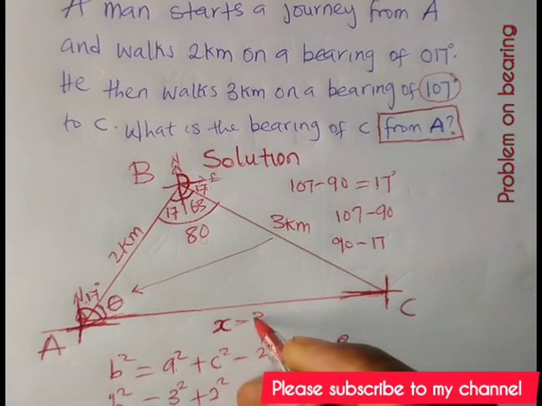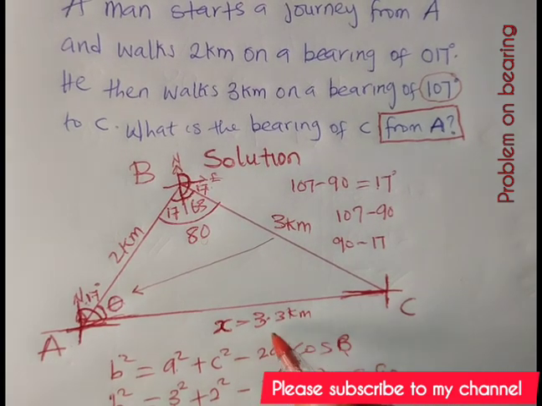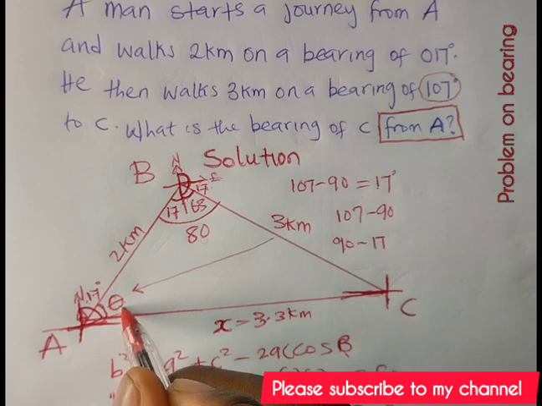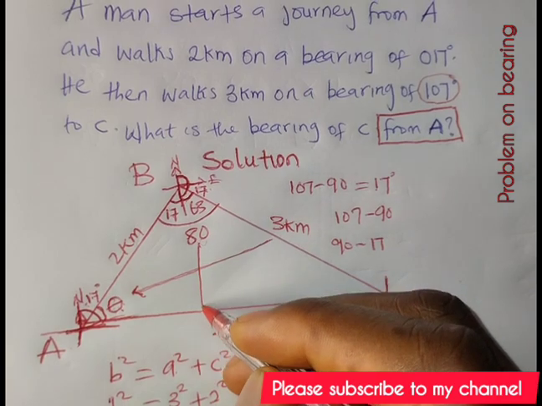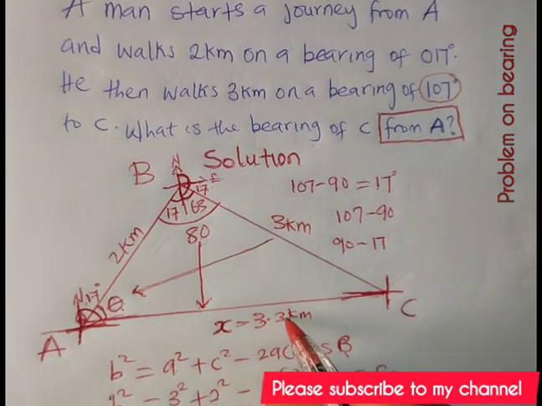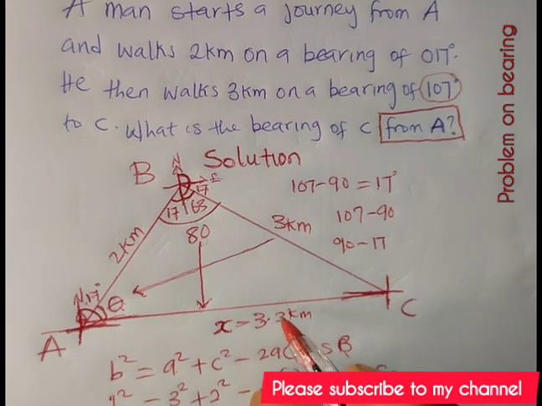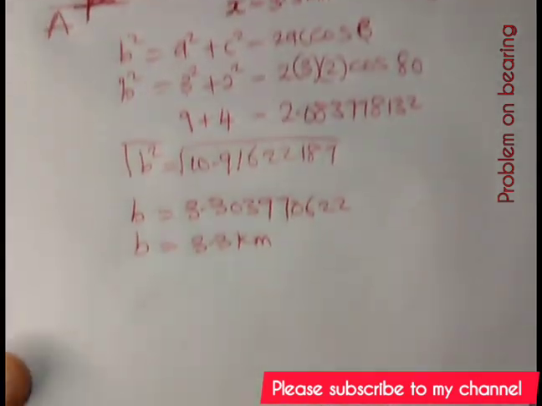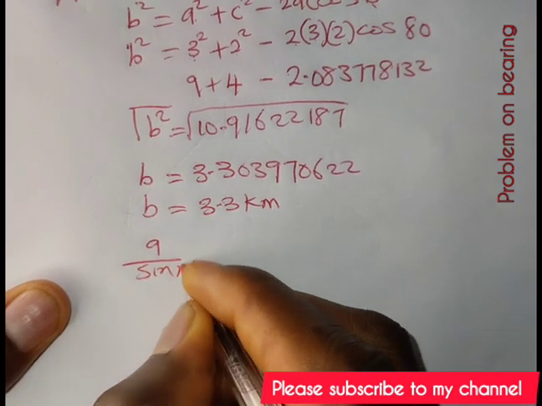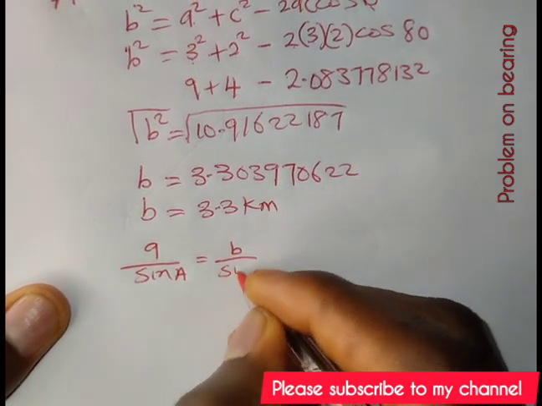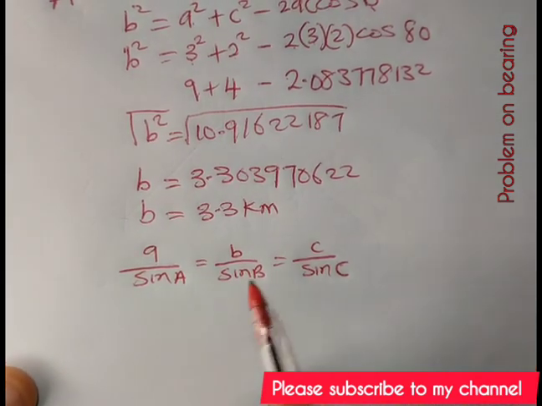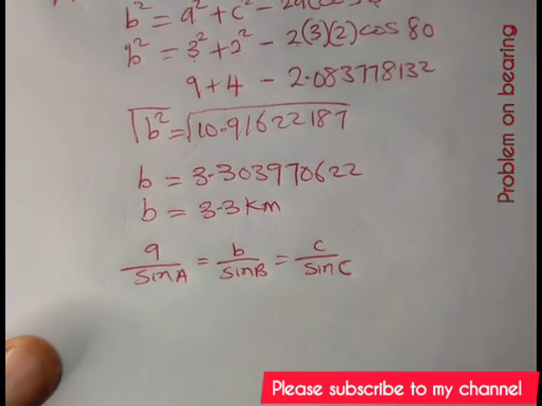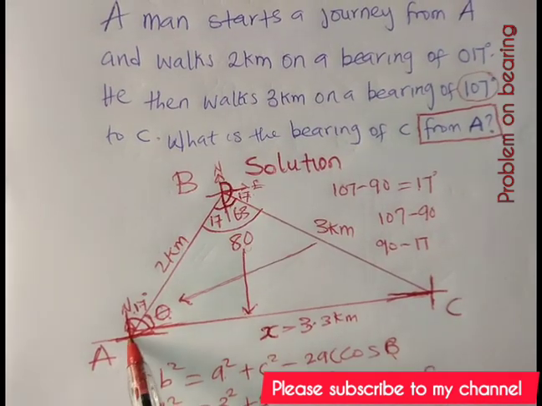Now, having gotten 3.3 kilometers, I can now use the sine rule to get the angle at this position, because I have the side facing the angle I'm looking for, and I have another angle provided to help me, and the side facing it has been provided, which is this side. So I can comfortably solve with the sine rule, and the sine rule states that A over sine A is equal to B over sine B equal to C over sine C, depending on the side you are looking for. We use two at a time depending on what is provided on the triangle. So we are solving for A and we are using B to get A.